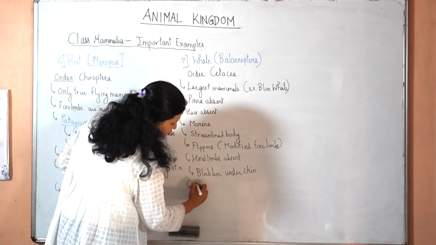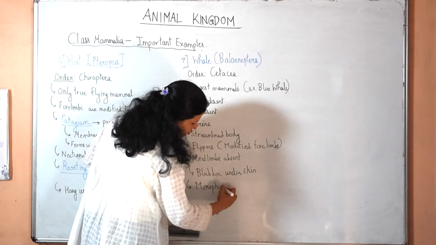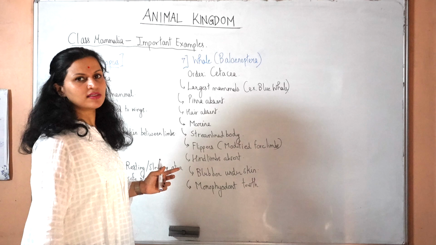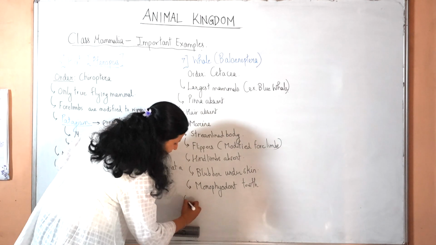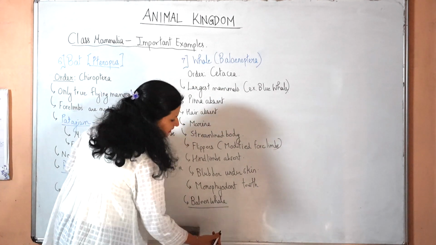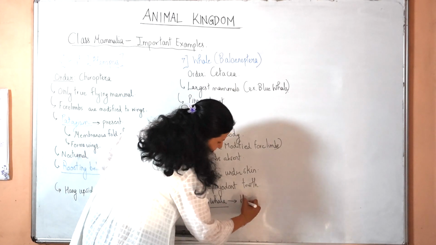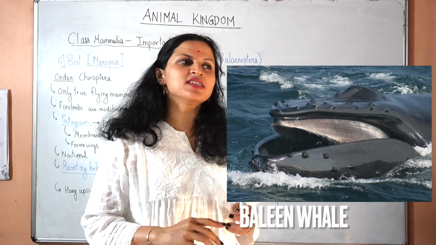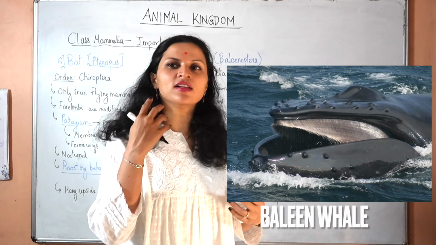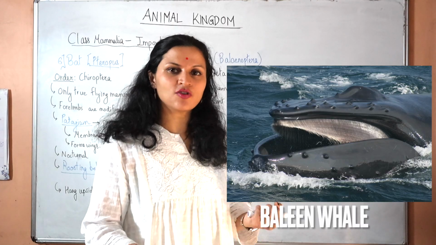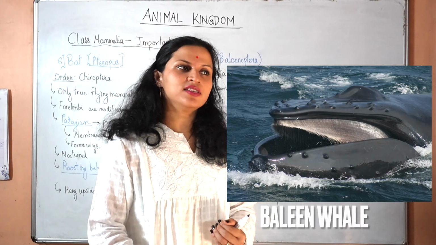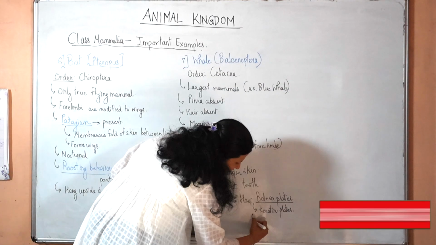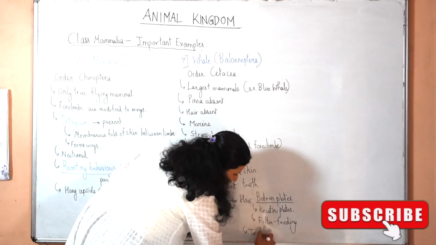Whales are known to show the monophyodont condition only. Monophyodont teeth, that is, they will have teeth only once in their lifespan. And there is one called the baleen whale. This baleen whale is known to have baleen plates, which are plates made up of keratin in its oral cavity instead of teeth. Teeth it won't have. Instead of teeth, it will have these baleen plates, which enable it to do filter feeding. Keratin plates help in filter feeding. Teeth are absent in the baleen whales.